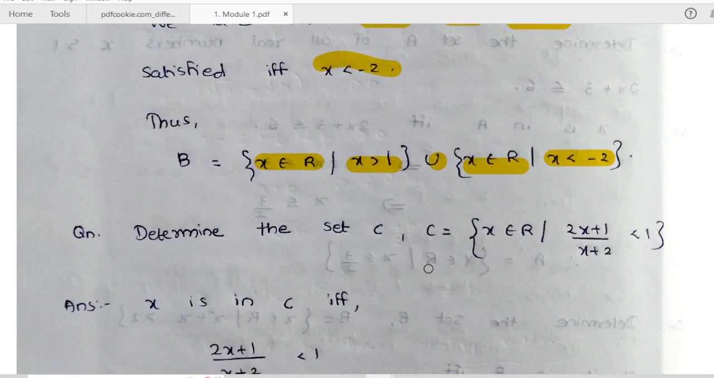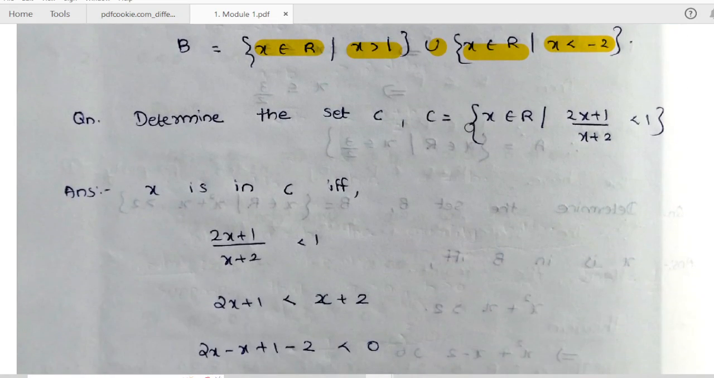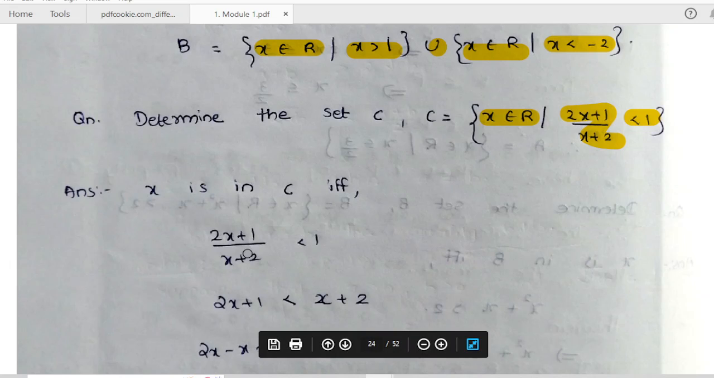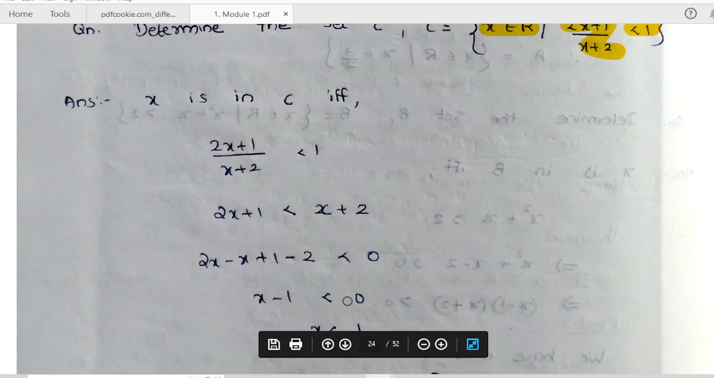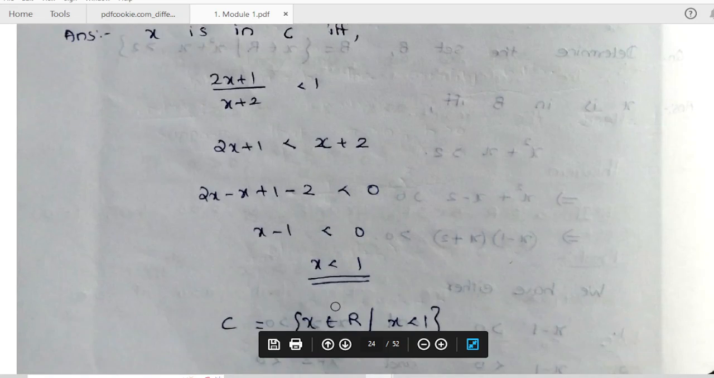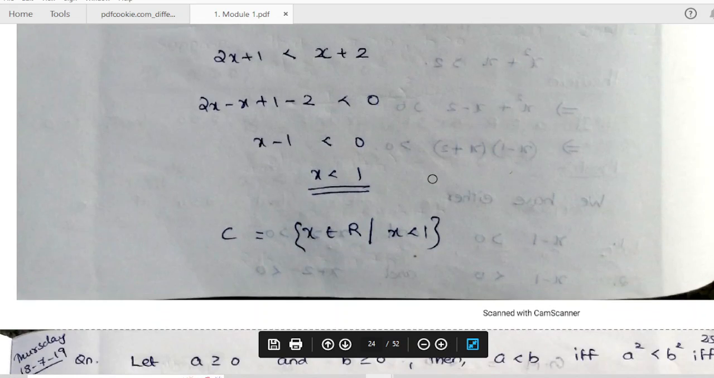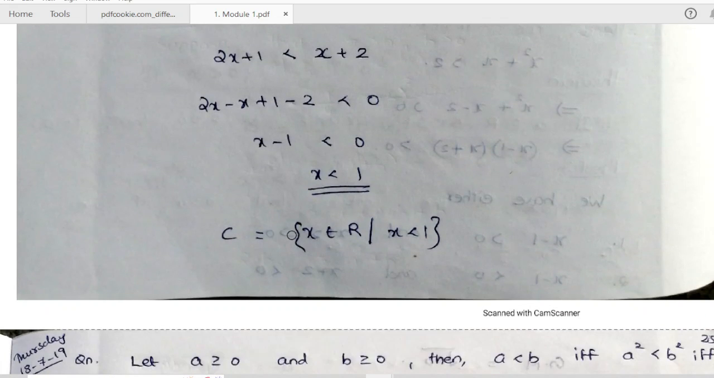Now we are having the next question. Determine the set C. The set C is equal to the set of x belonging to R such that 2x plus 1 by x plus 2 is less than 1. Here we will look at this inequality and find the value of x. 2x plus 1 less than x plus 2. 2x minus x plus 1 minus 2 is less than 0. x minus 1 is less than 0. x is less than 1. So the set is x belonging to R such that x is less than 1.